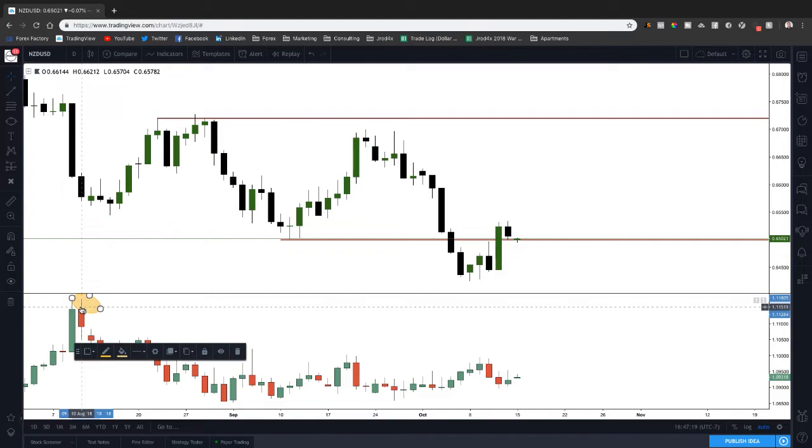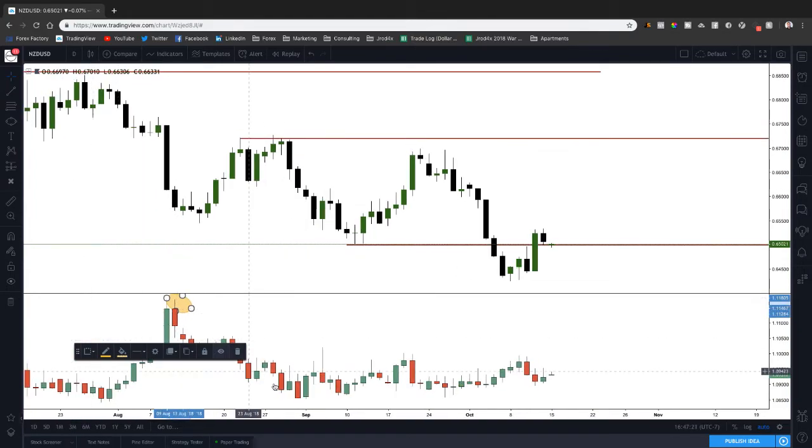They got a high back here. They got a low here, but it didn't trade lower than this low, so it would not be a lower low. Mainly, this thing is just consolidating, right? So we're not really seeing too much.